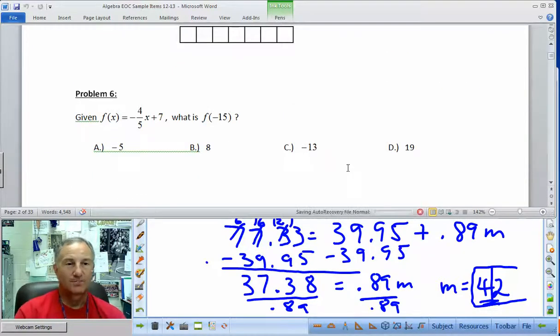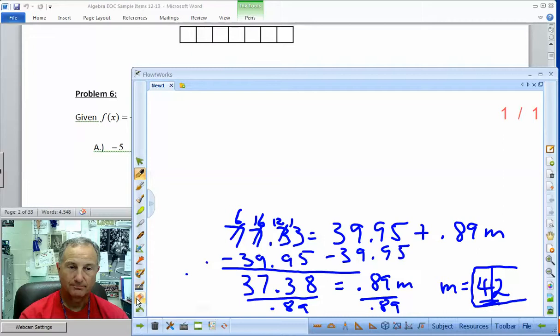Problem 6. Given f of x equals negative 4/5 x plus 7, what is f of negative 15? Remember, f of x is just y. It's another way of writing y. In shorthand, we can say find y when f is negative 15, or when x is negative 15. So we're just going to plug that in.